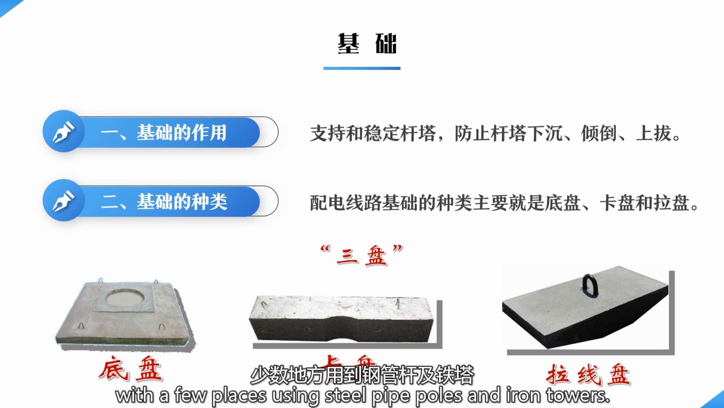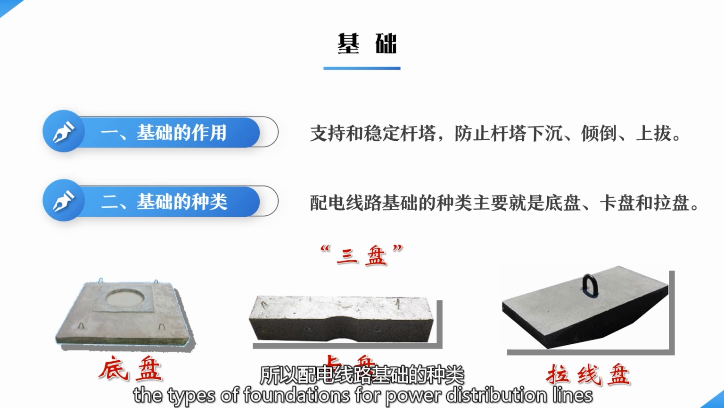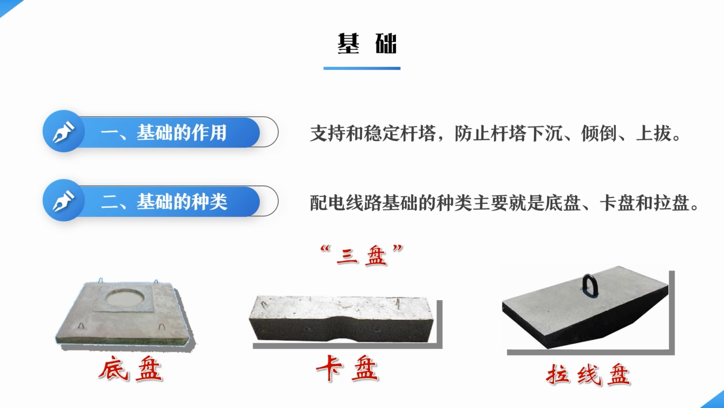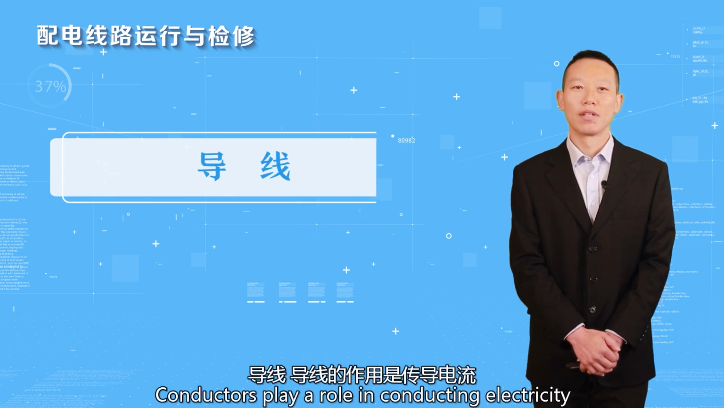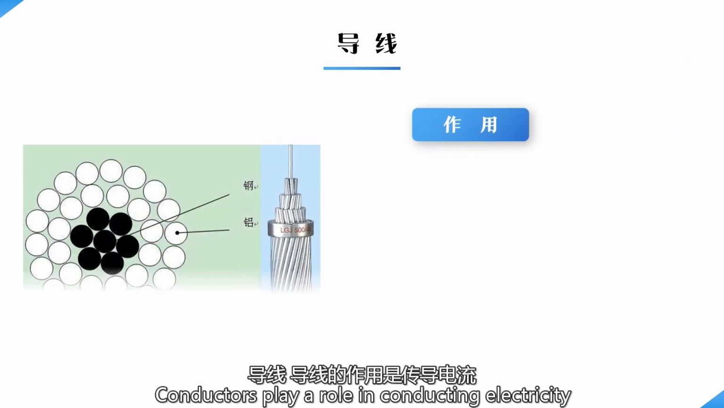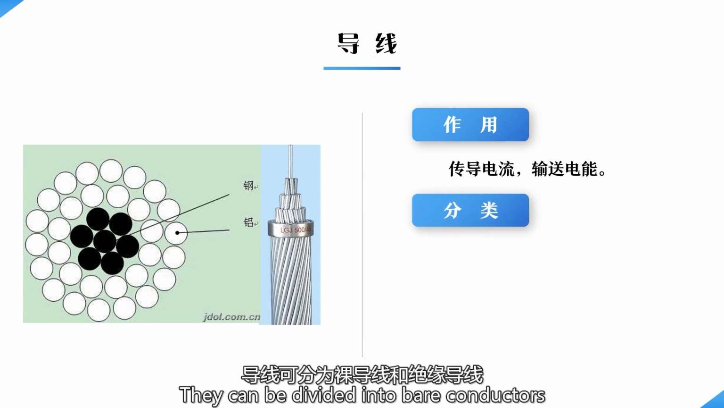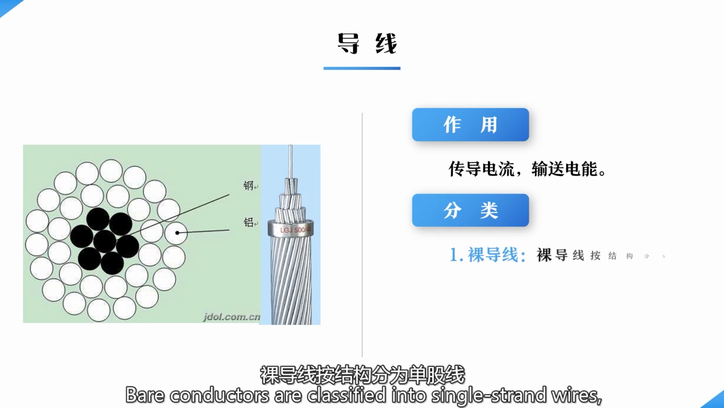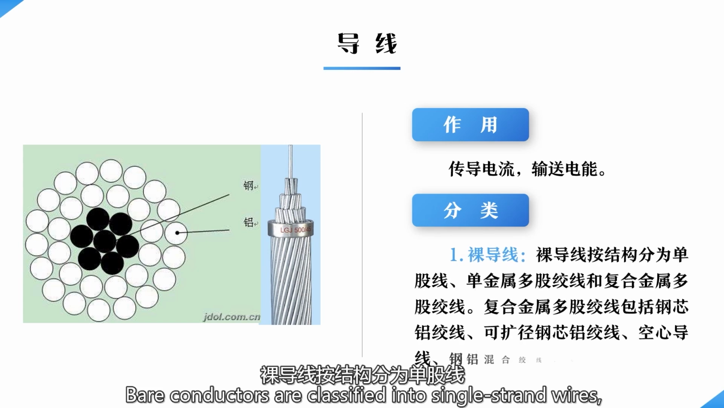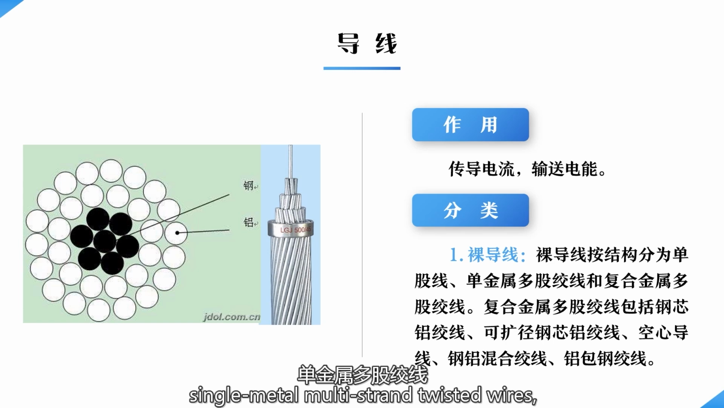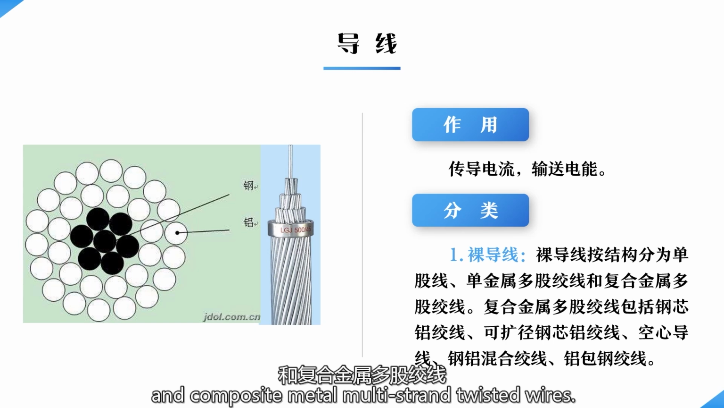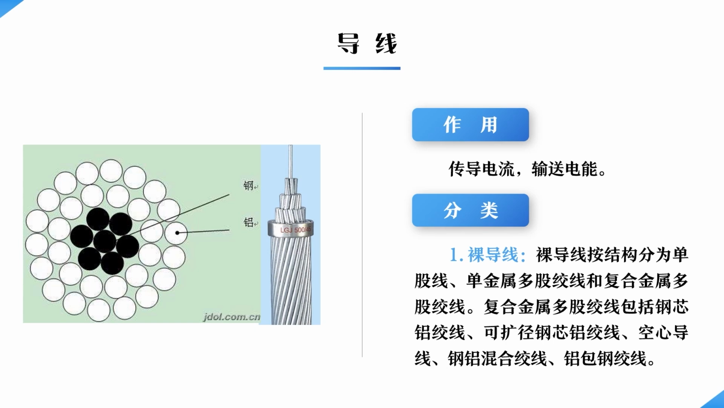poles and iron towers. Therefore, the types of foundation for power distribution lines mainly include base plates, clamps, and pour plates. Conductors play a role in conducting electricity and transmitting electrical energy. They can be divided into bare conductors and insulated conductors. Bare conductors are classified into single-strand wires, single metal multi-strand twisted wires, and composite metal multi-strand twisted wire.